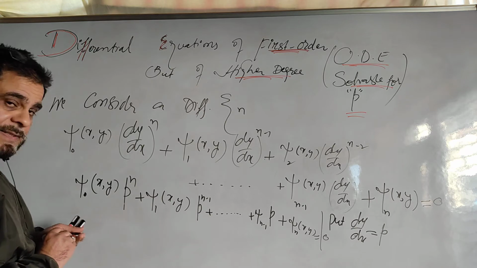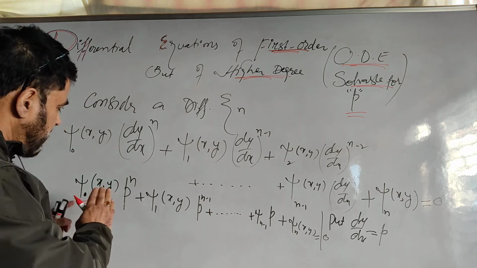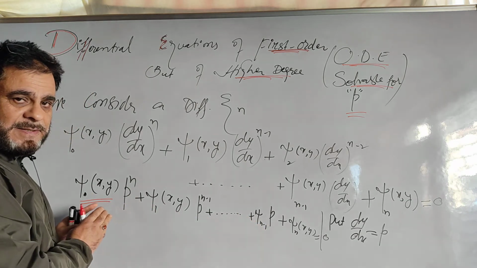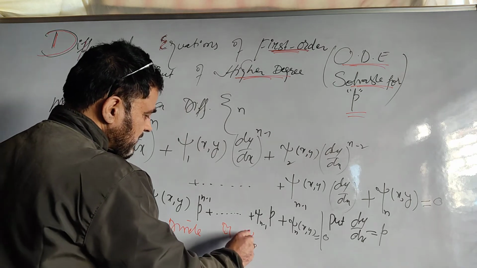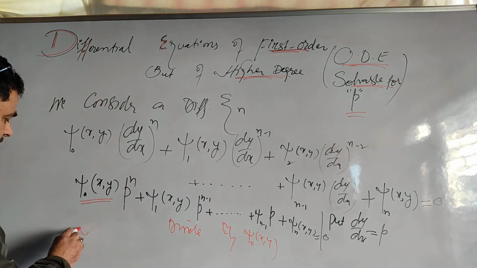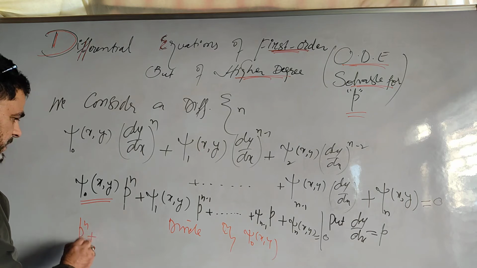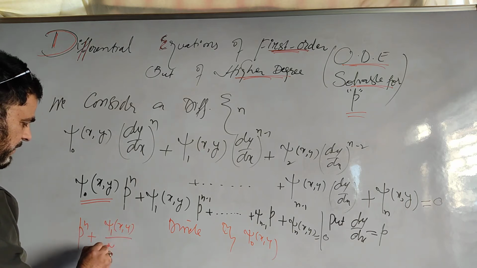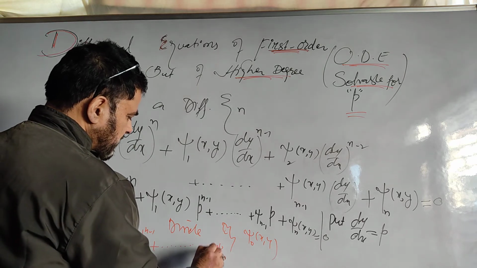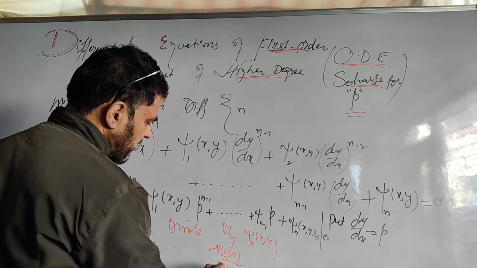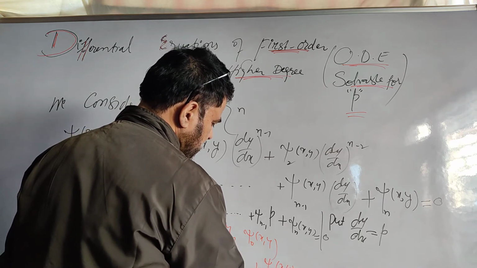If it is nth degree in p, we are certain that this coefficient of xy should not be 0, because if it is 0, then this equation ceases to be of degree n. So we can divide throughout by psi naught xy, some function of xy. What you get is p to the n plus psi 1 xy by psi naught xy times p to the n minus 1, plus and so on, plus psi n minus 1 xy by psi naught xy times p, then plus psi n xy by psi naught xy is equal to 0.